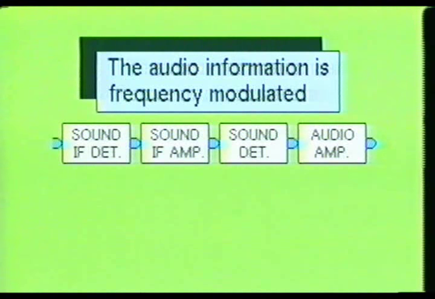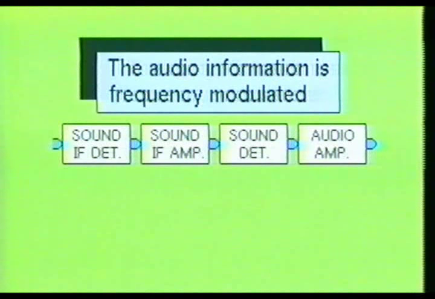The audio stages in the color television receiver are at times referred to as the sound strip. The audio section in the TV receiver is very similar to that of a standard FM radio receiver. This is due to the fact that the audio information is in the form of a frequency modulated signal.